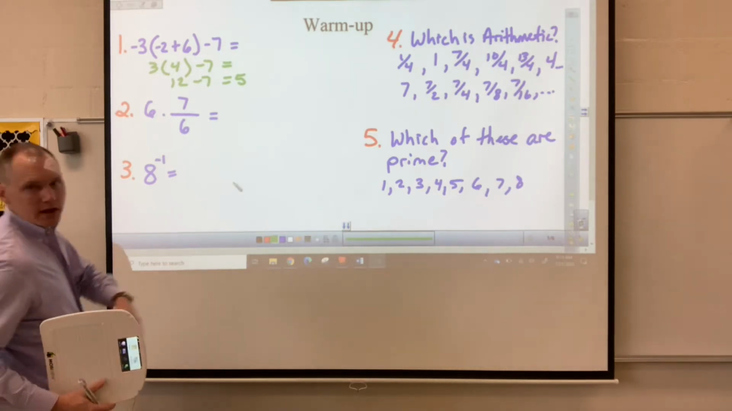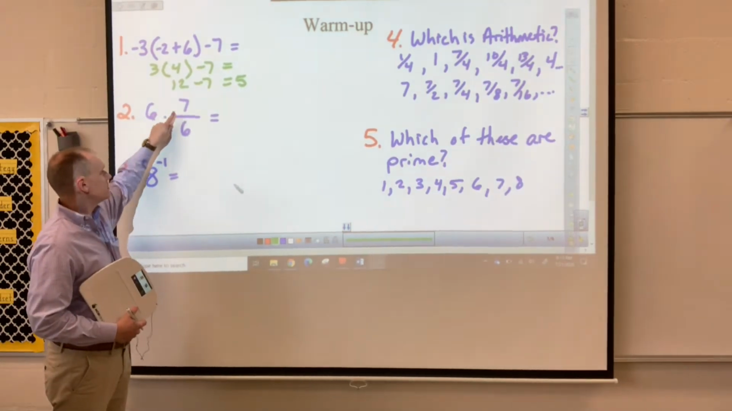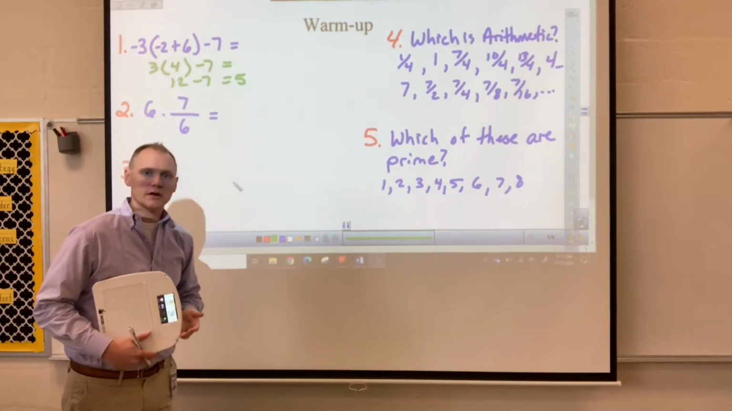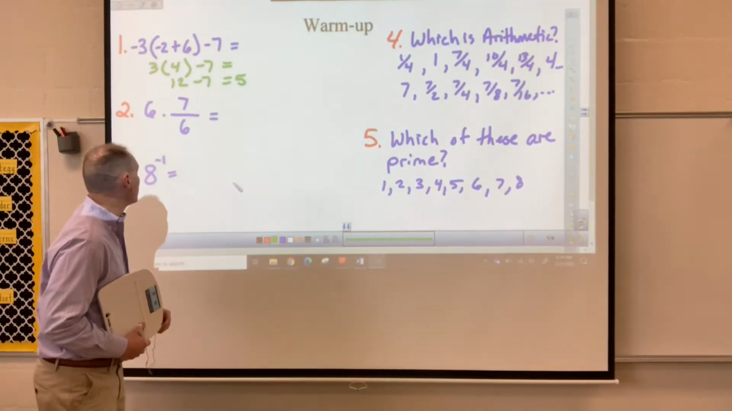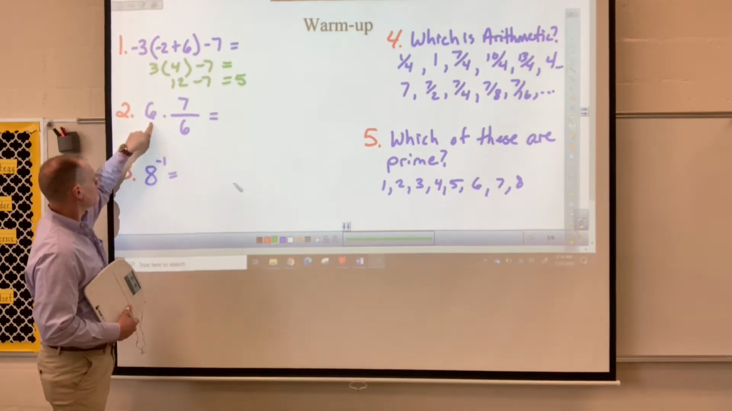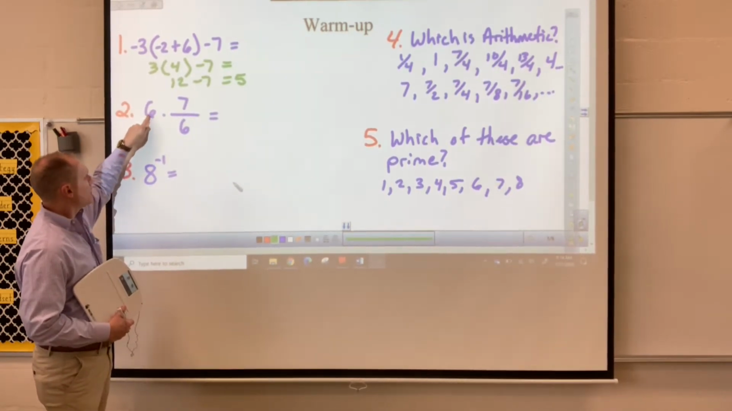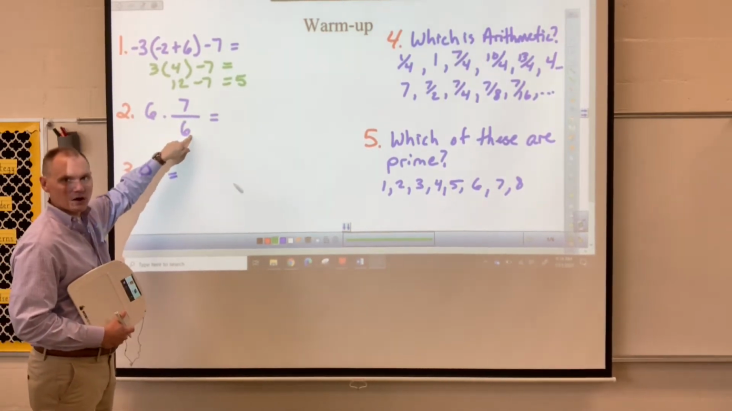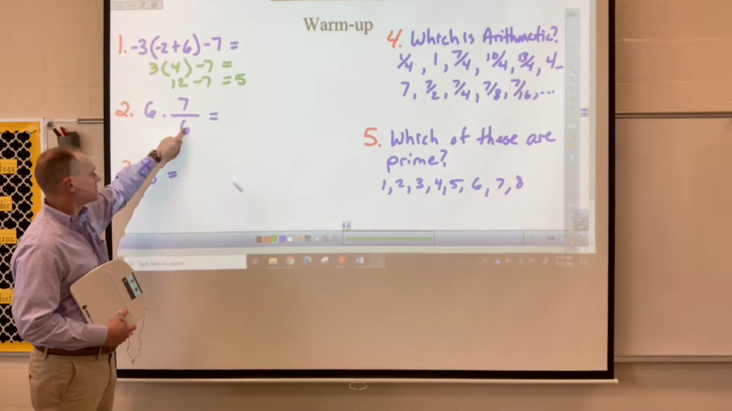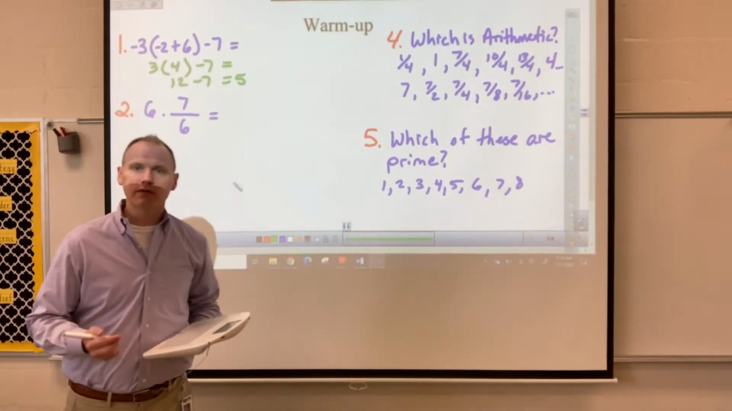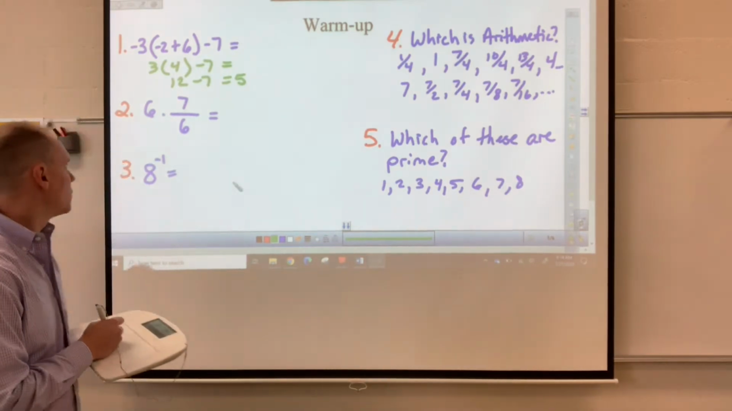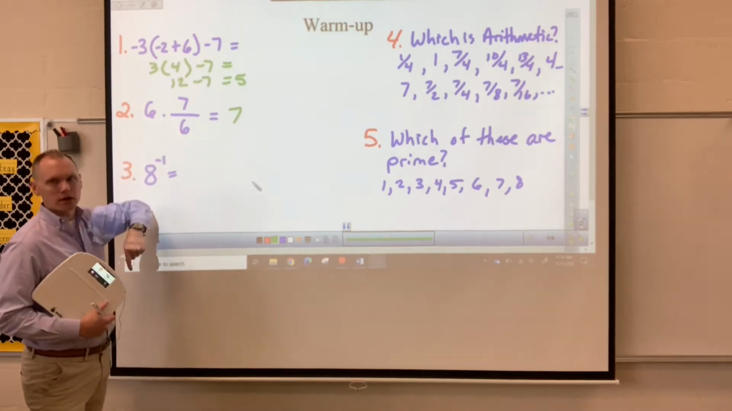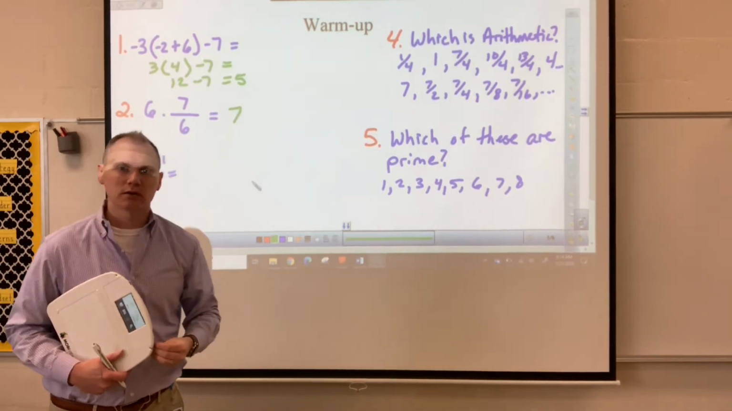Number 2, if we have 6 times a fraction of 7/6, and this is going to come up later when we talk about graphing linear functions especially, but this is really 6 over 1 if you want to think about it that way. But as we've talked about before, you can either multiply 6 times 7 first and then divide by 6, or divide 6 by 6 and then multiply by 7. Well, 6 divided by 6 is just 1, and of course 1 times 7 is just 7. So these 6's reduce to 1 and simplify quite nicely there.